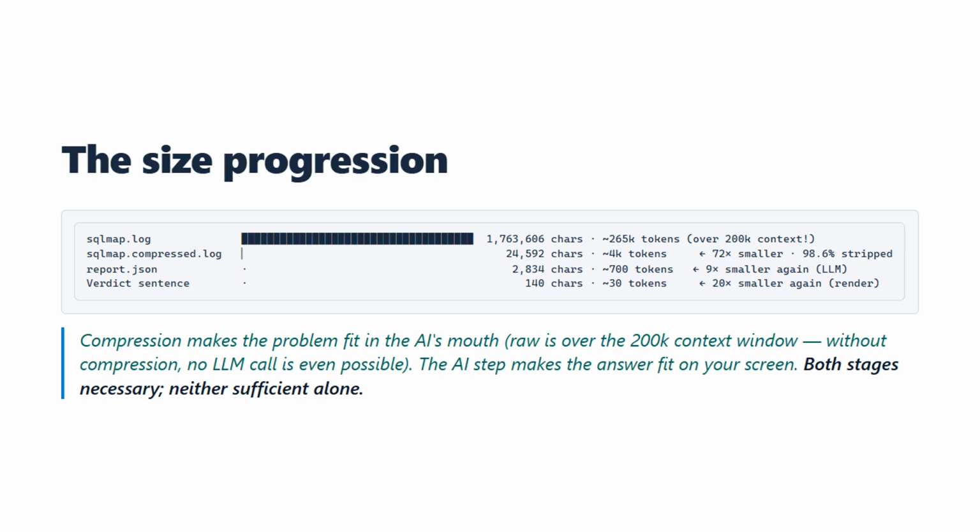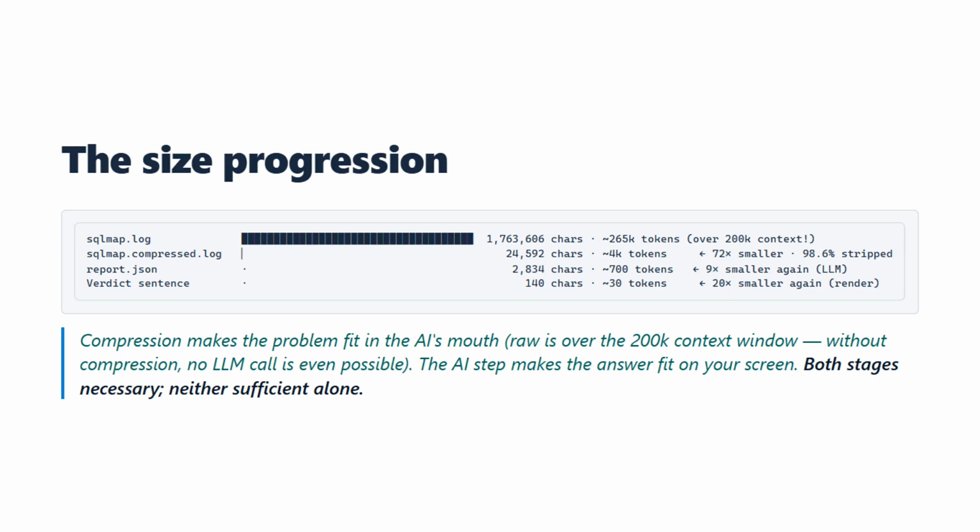Second bar, sqlmap.compressed.log. After deterministic preprocessing strips the journey, the debug lines, the per-attempt payload chatter, the technique testing narration, you're at 24,500 characters. 72 times smaller, 98.6% stripped. Third bar, report.json, the structured analyst output, 2,800 characters of machine-readable findings, another 9 times smaller. Bottom bar, the verdict line, one sentence, 140 characters, 20 times smaller again.